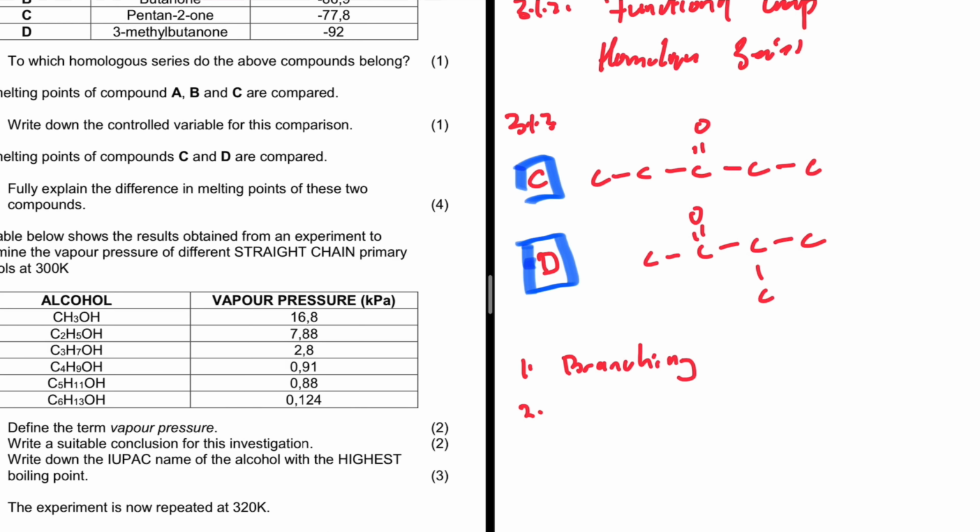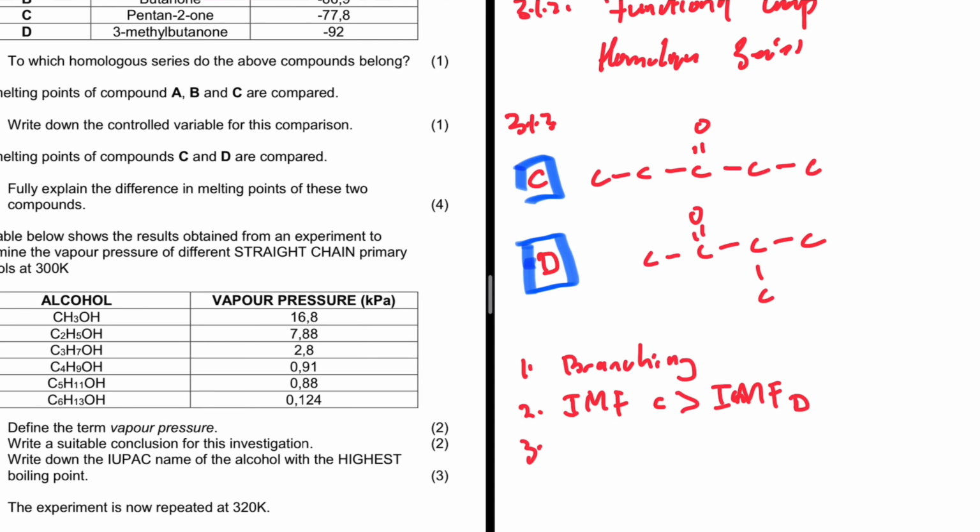And then you will go on to say the less branched a compound is, the stronger the intermolecular forces. So the intermolecular forces in compound C are stronger than the intermolecular forces in compound D. Right, the IMF in C are greater than the IMF in D. Please don't write it like this. Don't just say 1 branching, 2 IMF greater. No, don't do that. Write it in full sentences, right? I'm just doing this for the sake of time.